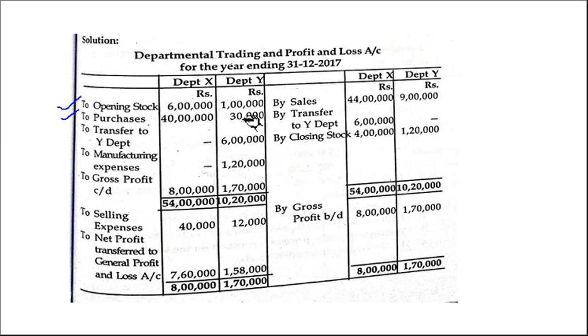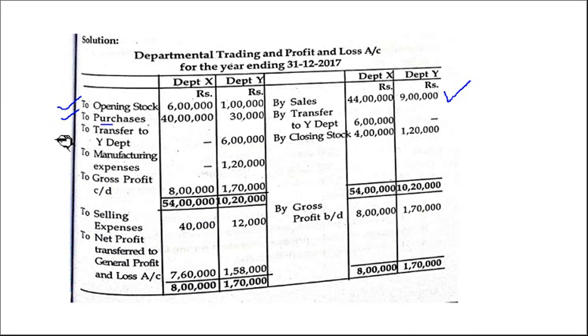Then next comes, see in the problem, first opening stock, then purchases, then comes sales, right? So sales, it is given in the problem. So we are writing the same thing. Transfer to Y department, the next one. So you are transferring to Y department. How much? 6 lakh. Why are we writing 6 lakh in the Y department column? See, this is what? Purchases. Who purchases or who receives it? Correct? So who receives it, that we have to write. So transfer to Y department.